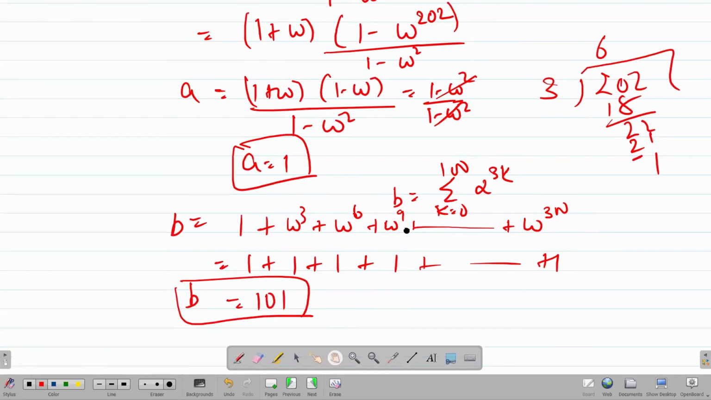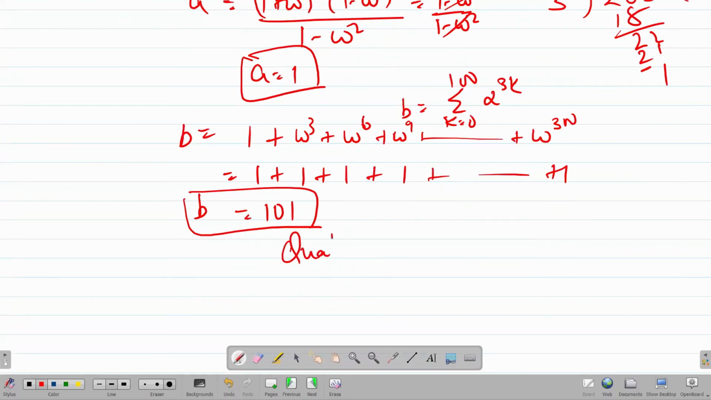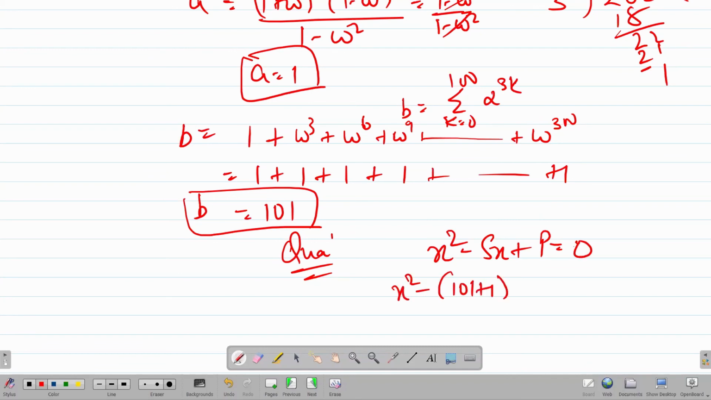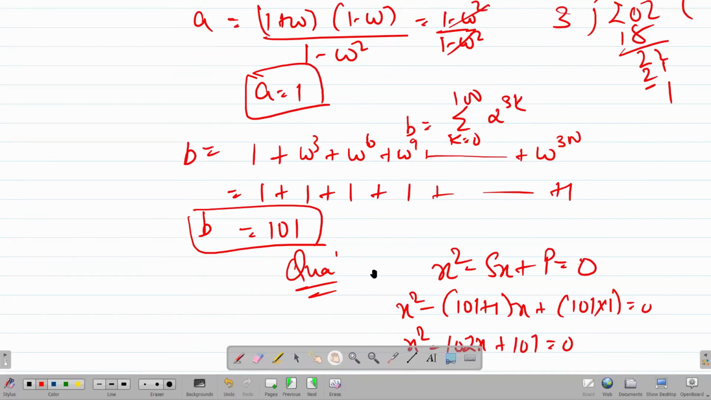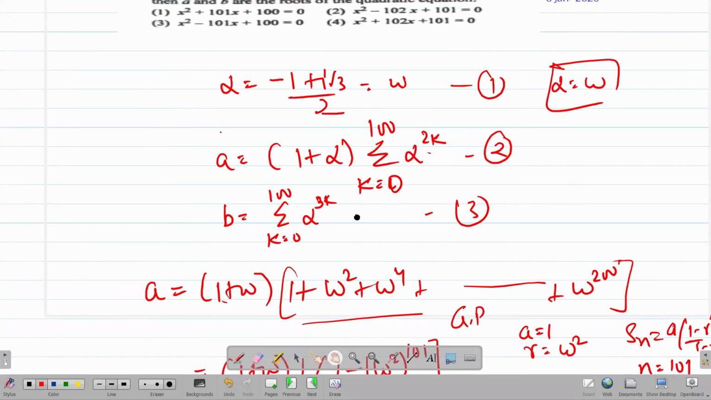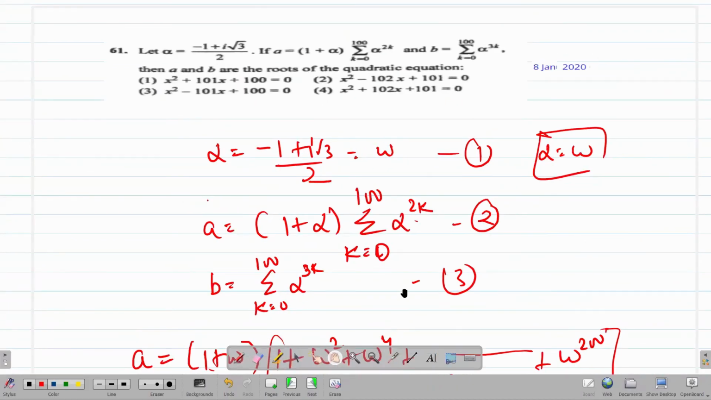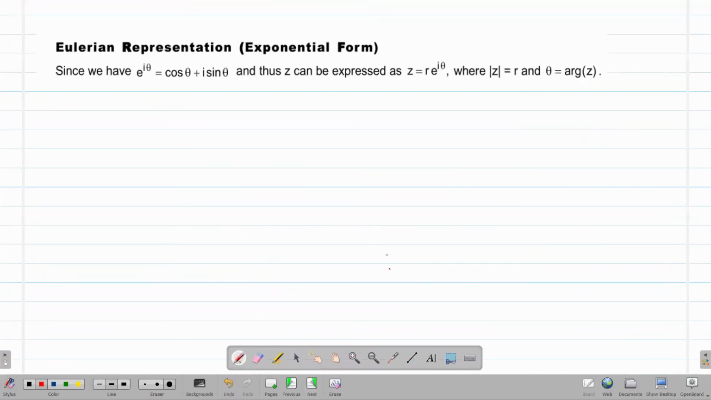Now these are two roots, and I have to find the quadratic equation, and the quadratic equation is x square minus sum of the roots x plus product. So here I get x square minus (101 plus 1)x plus 101 into 1. So my answer is x square minus 102x plus 101 equal to 0. So my correct option is option second, x square minus 102x plus 101 equal to 0.